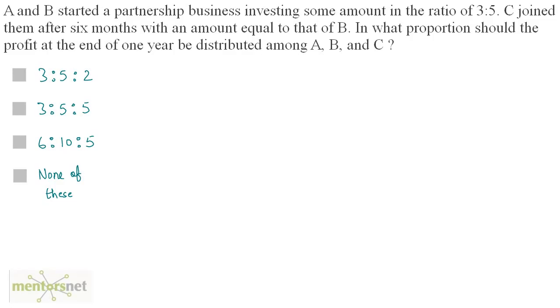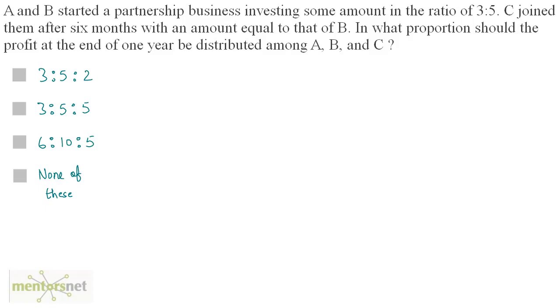A and B started a partnership business investing some amount in the ratio of 3:5. C joined them after 6 months with an amount equal to that of B. In what proportion should the profit at the end of 1 year be distributed among A, B and C?